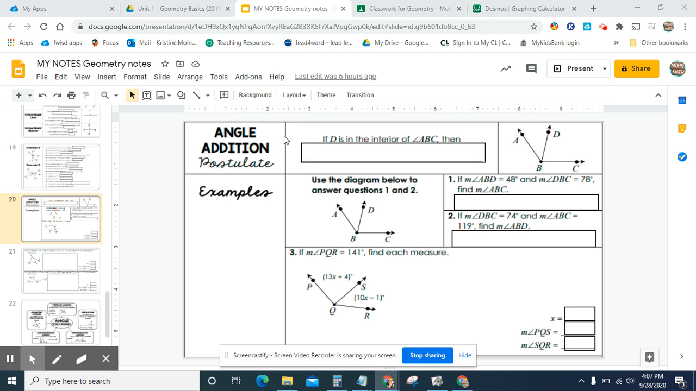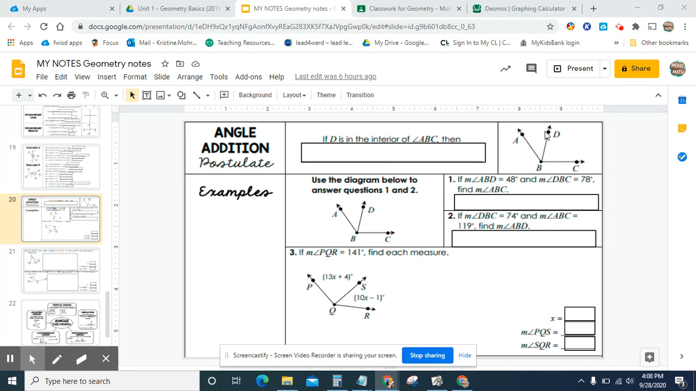All right, so today we're going to do what's called the angle addition postulate, and this is going to be very similar to what we did last week, or maybe the week before, with our segment addition postulate, where it was a line and we said if it's cut in half or split in a piece, basically one piece plus the other piece will equal the total.